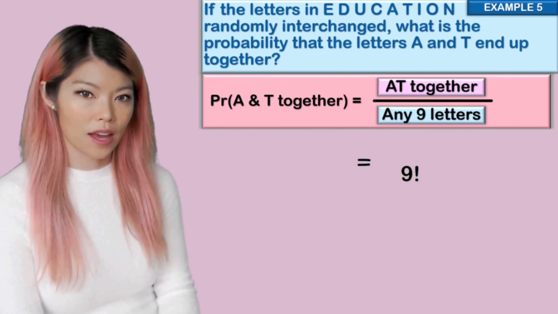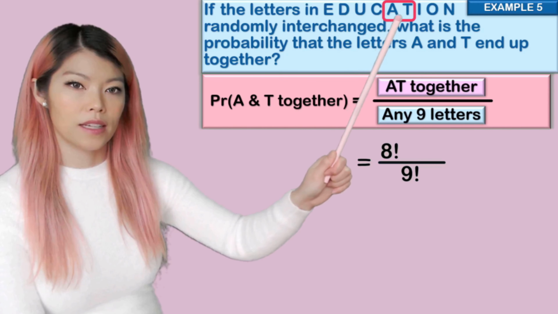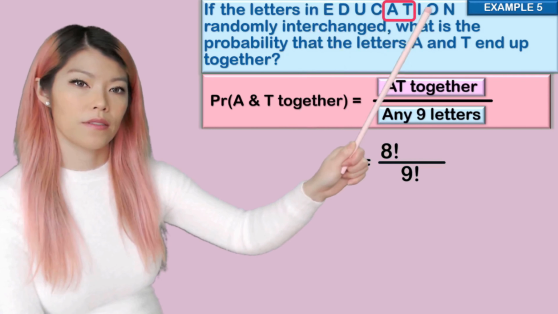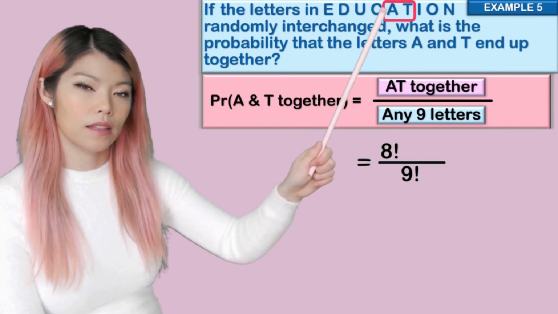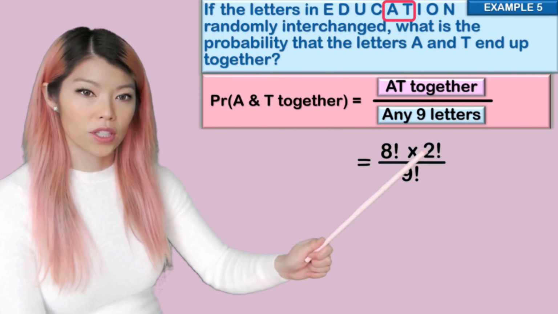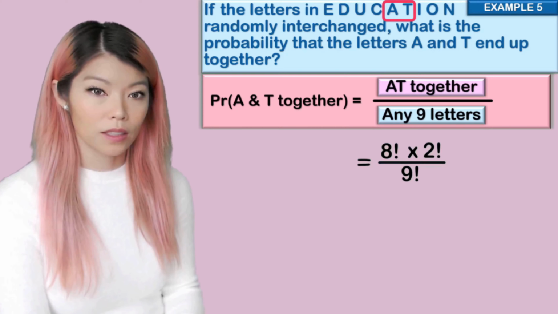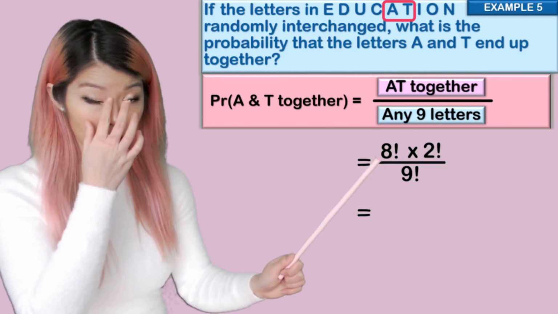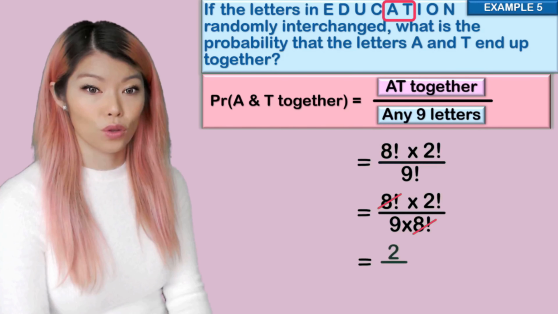Now AT together, how would you treat AT together? Well, if AT is to be together, then we treat it as one group. 2, 3, 4, 5, 6, 7. So we have 8 groups altogether. And then we have to multiply by the different ways we can arrange AT, which is 2 factorial. So if you've forgotten how to do it together, watch the video that has restrictions. So 8 factorial over 9 factorial, well, 9 factorial is 9 times 8 factorial, so that cancels out. So you're left with 2 factorial over 9, or in other words, 2 over 9.